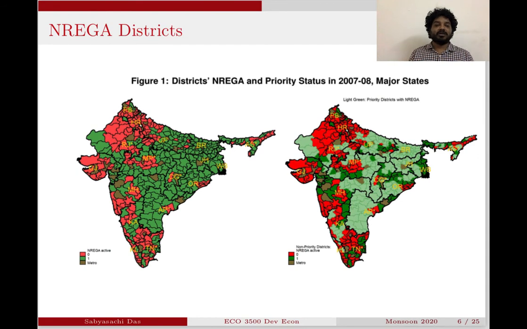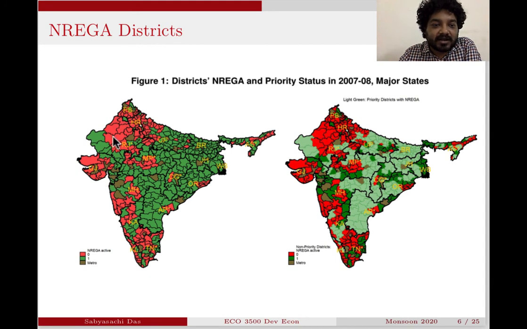Going further into it, this is a graphical depiction of the NREGA and non-NREGA districts on the left panel. So here you see districts. In all this analysis, they are leaving out districts which contain a major city, a metro city, right? So they are leaving out those districts, which are primarily urban. They're looking at only rural districts.